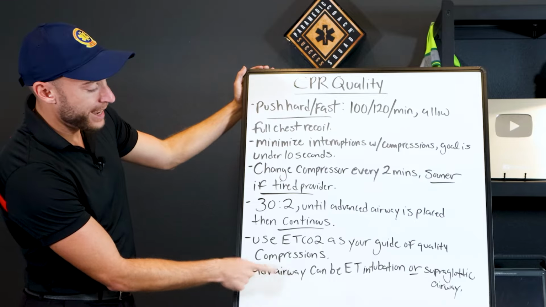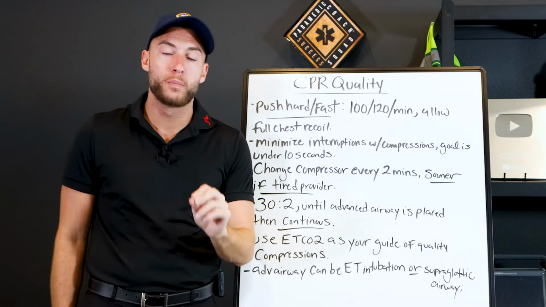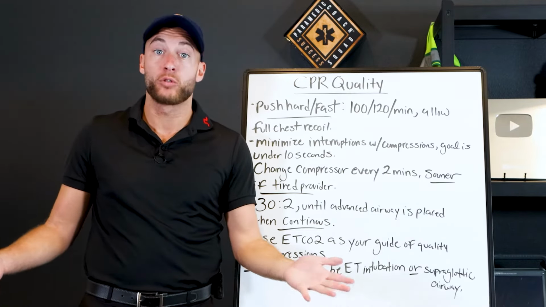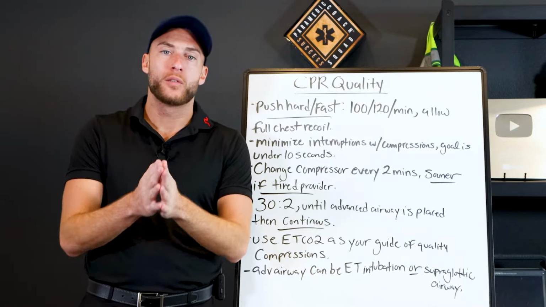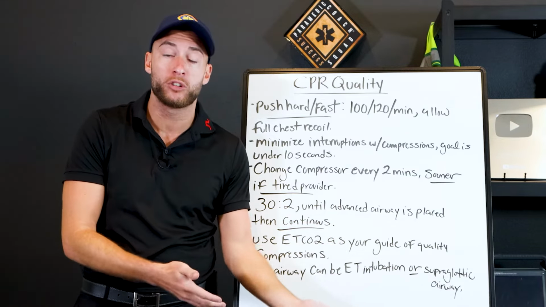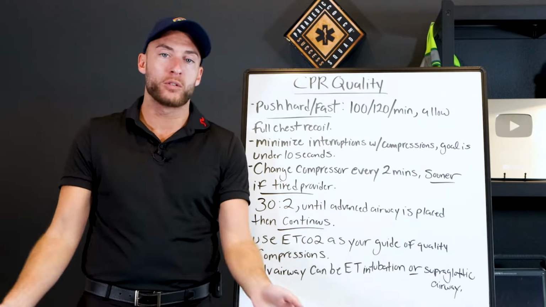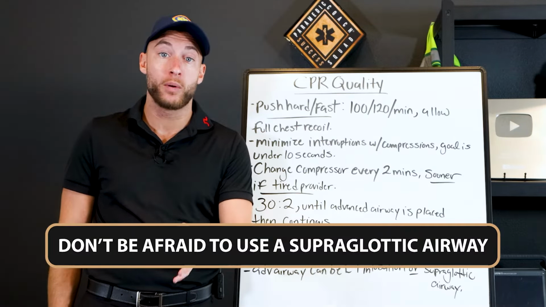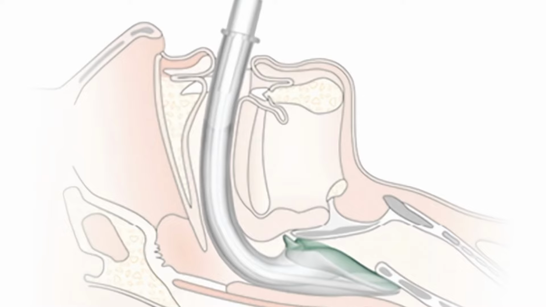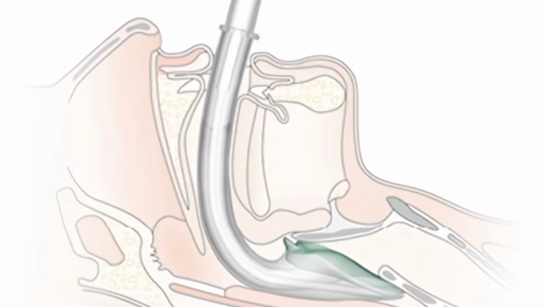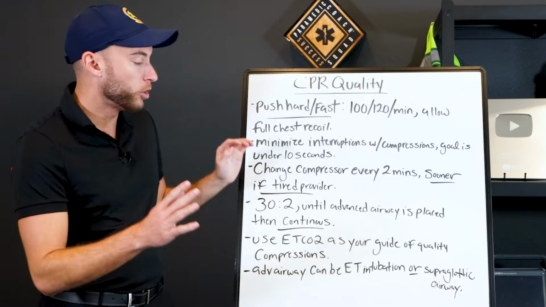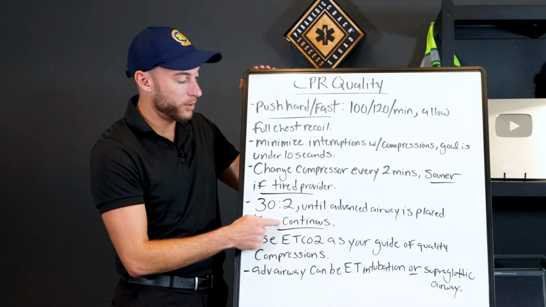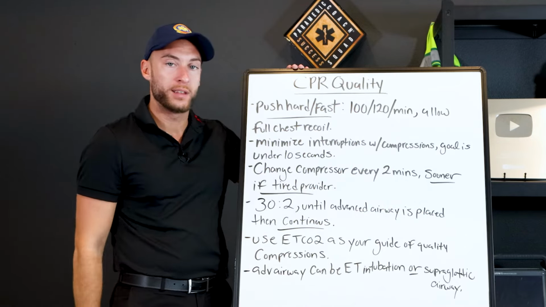The advanced airway can be a supraglottic airway, or it could be an endotracheal intubation. Of course, if we can get an actual intubation, fantastic. There's a lot of great tools to help you do that. But if you can't, don't be afraid to use a supraglottic airway, like an iGel or a combi tube or a King LT or an LMA. List goes on and on. But don't be afraid to do that, because then we get the most important thing, we can get continuous. So this is our high quality CPR pearls.